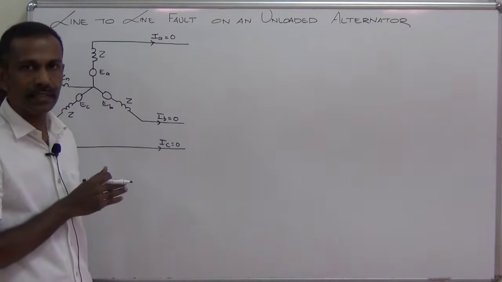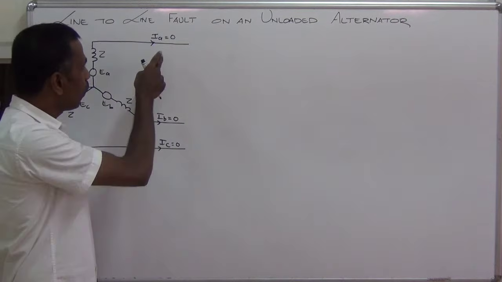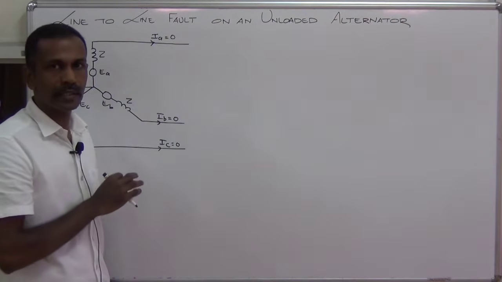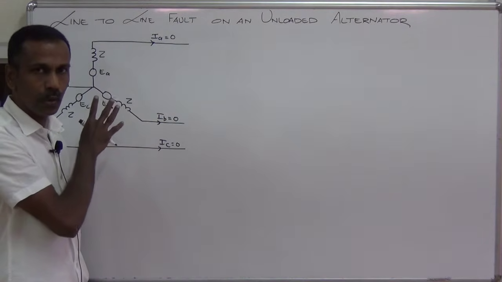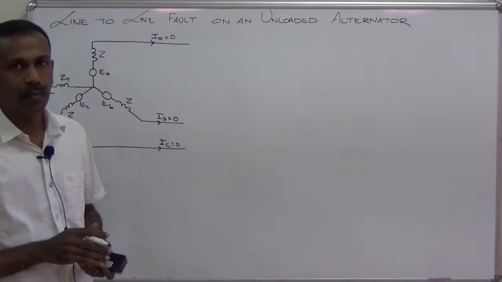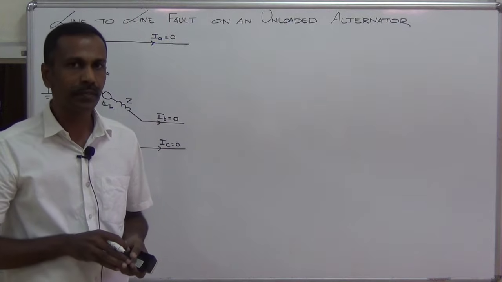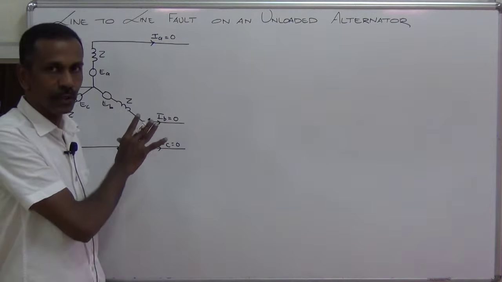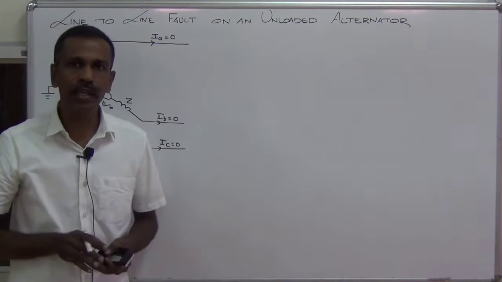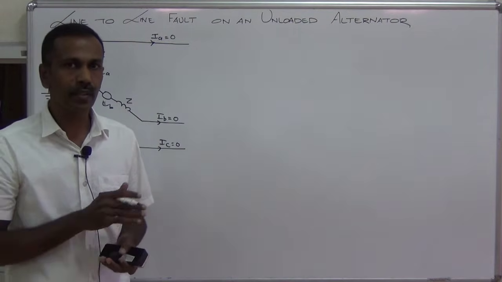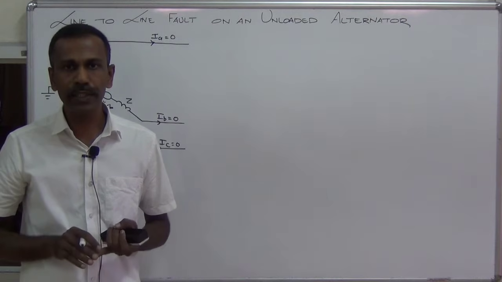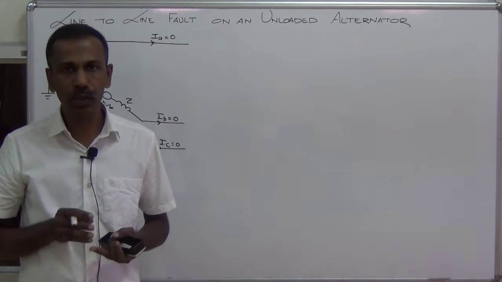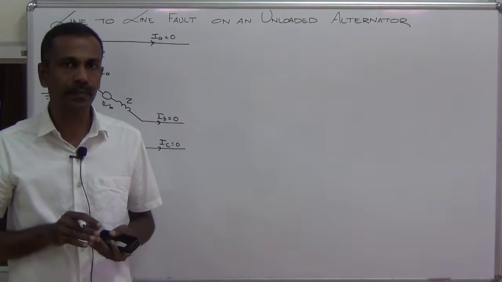Now this is a balanced system, because if you look at the currents, all the three currents are equal. The voltages are also equal in magnitude, but they are separated by 120 degrees. So this is a balanced power system. So you will get only positive sequence network for this particular power system. There is no negative sequence network, there is no zero sequence network for a balanced system.